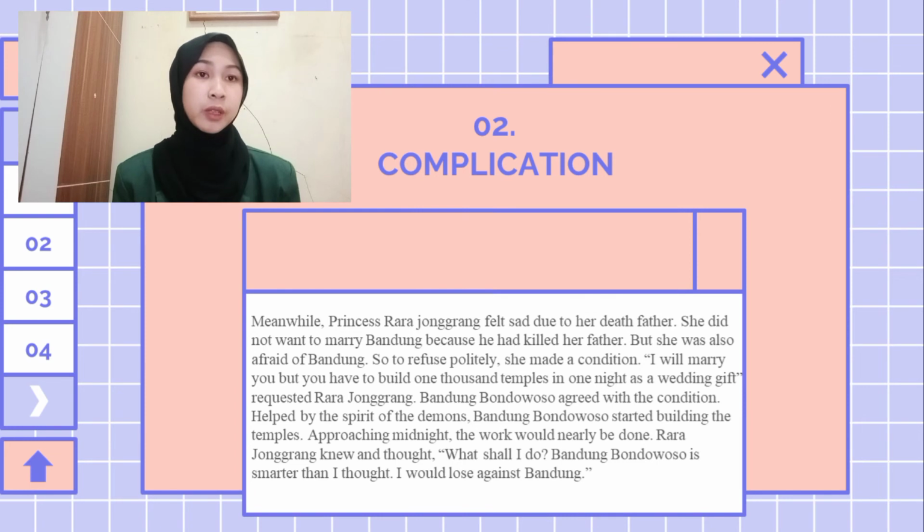Helped by the spirits of demons, Bandung Bondowoso started building the temples. Approaching midnight, the work could nearly be done. Rorojongrang knelt and thought, "What shall I do? Bandung Bondowoso is smarter than I thought. I will lose against Bandung."